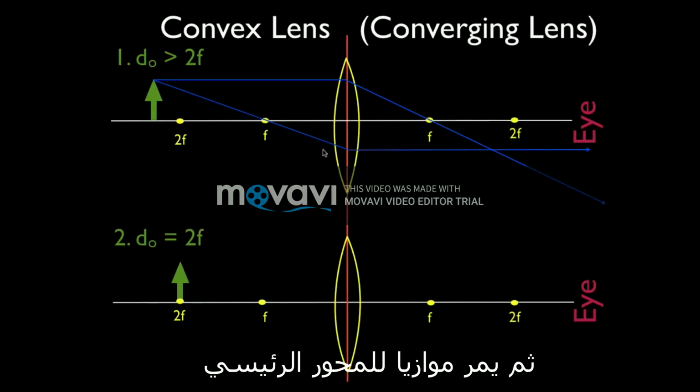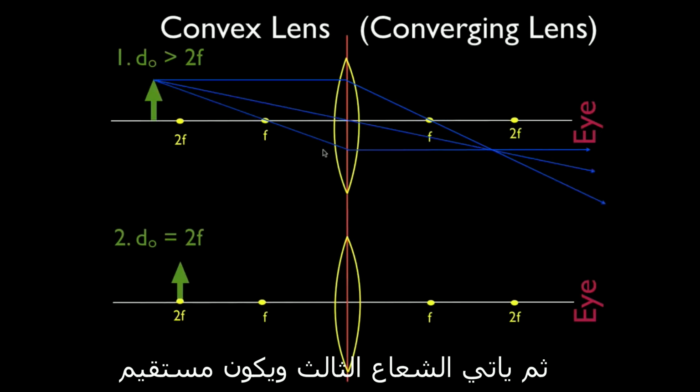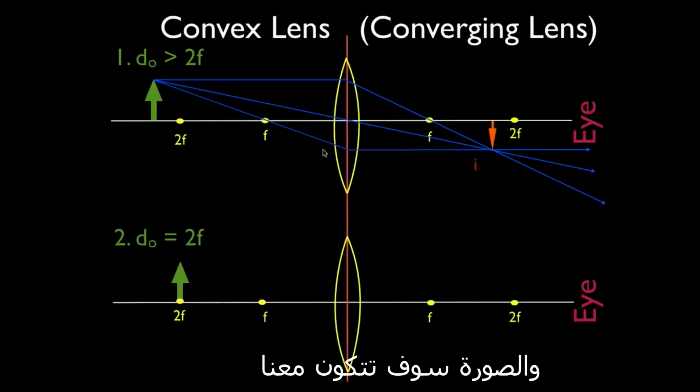And the third one is the one we draw that goes straight through the center, and the image is going to be located where those light rays converge, and that is our image.